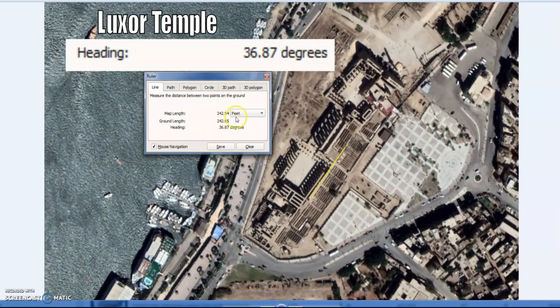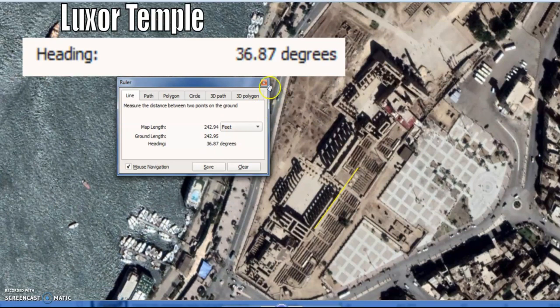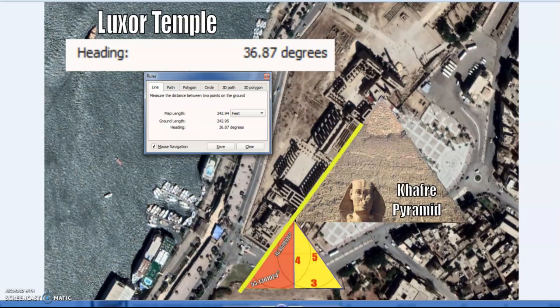So I'm showing the screenshot, and I won't do it for every photo, but that's the angle I'm using. I've just highlighted it there. Well, that's the Khafre pyramid angle, 3-4-5 triangles linked to the flood. So that literally follows that.